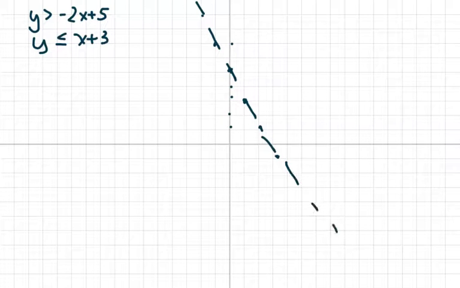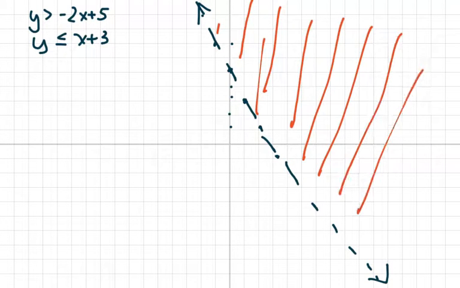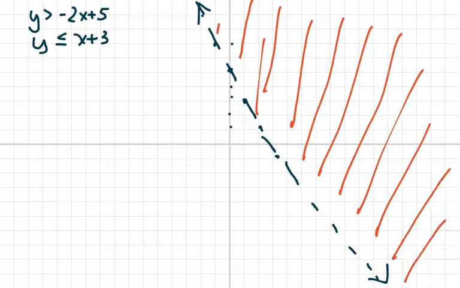And then hopefully this gets graphed. So there's your line. And it says y is greater than. So what I'm going to do is I'm going to put my marker anywhere on here, and I'm going to shade up. That means it's this whole solution. This is all your solutions to this. All right? Now the next one is y is less than or equal to x plus 3.